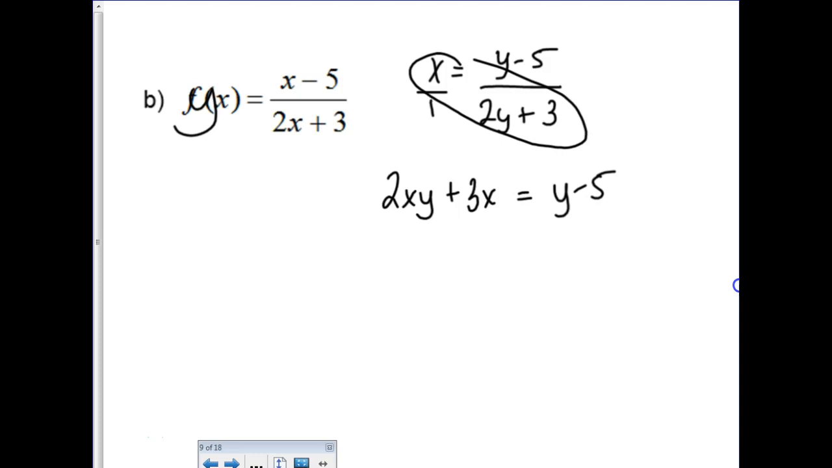So when this happened in Algebra 2, you got everything that had a y to one side of the equal sign, and everything that did not have a y in its term to the opposite side of the equal sign. So that's what we're going to do. I'm going to subtract this y over. I'm also going to subtract this 3x to the right.